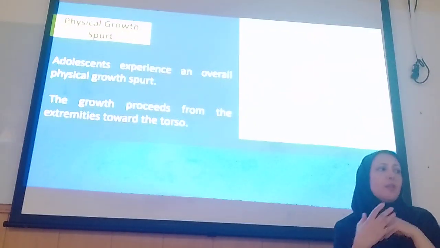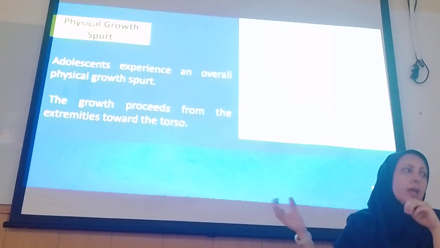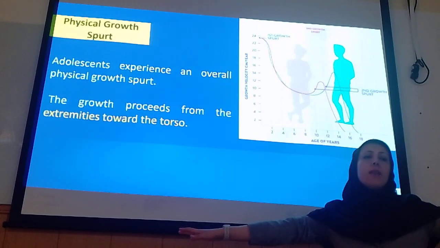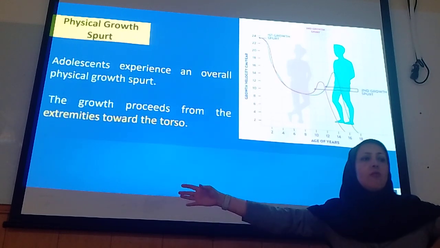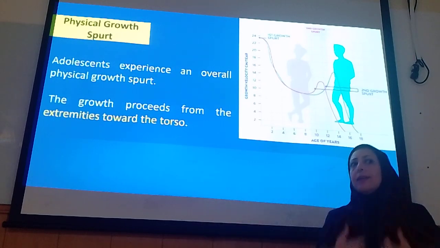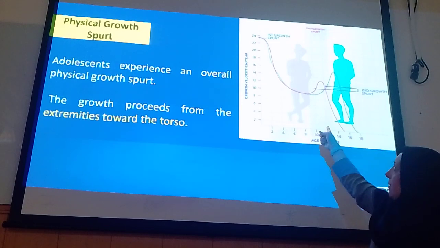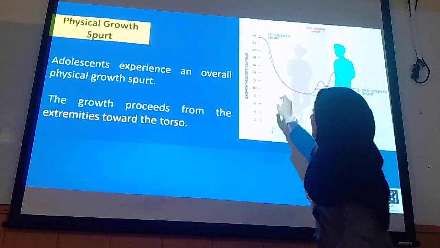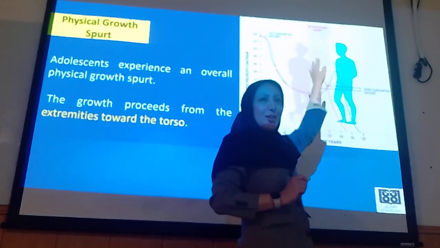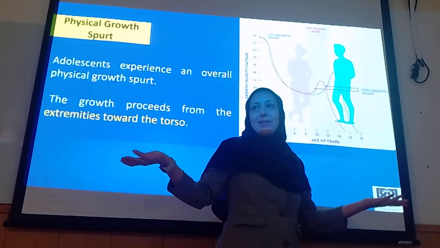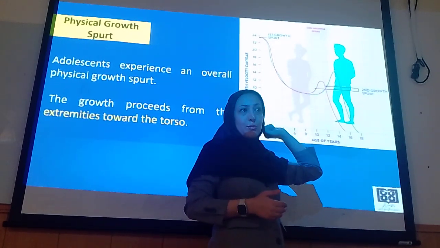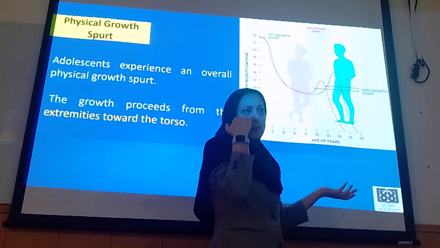The physical growth spurt is the adolescent's experience of overall physical growth. The growth process goes from the extremities toward the torso, which is called distal-proximal development. First the hands grow, then the arms, and finally the torso. You can see in this slide that the physical growth spurt in girls is earlier than in boys, and the boys' spurt is much higher than the girls'. We see this in the population, where boys are taller but girls are not. Because of these growth spurts, this is the normal growth development for people.